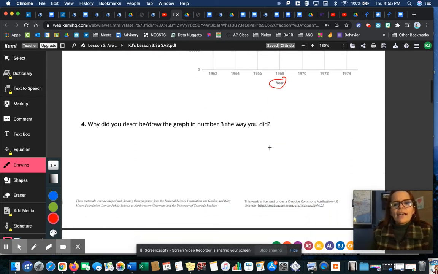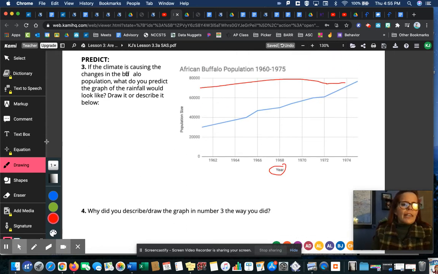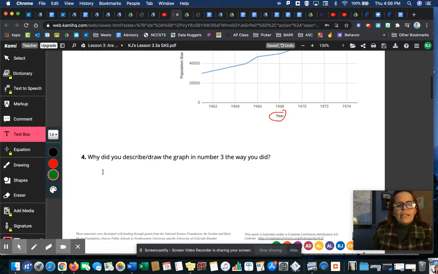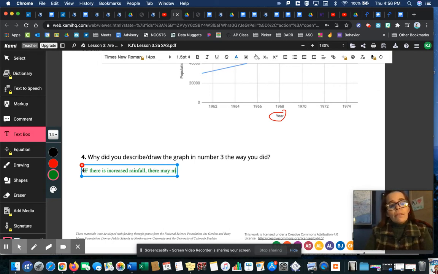So next it says, why did you describe or draw the graph in number 3 the way you did? So you need to give some kind of an explanation. I think most people explained it by saying, if there is increased rainfall, there may be more plants to eat, and therefore more buffalo can be born. That's an awkward sentence.